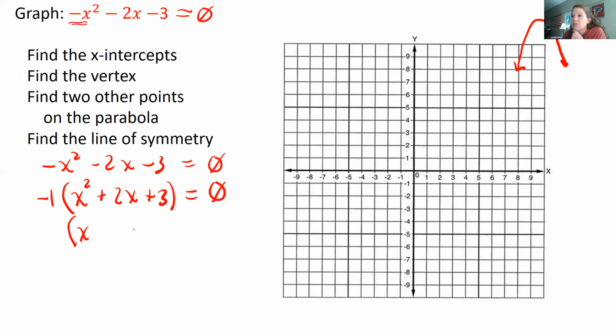We're just going to think of two numbers that multiply to give me 3 and add to give me 2. Uh-oh, that doesn't work.